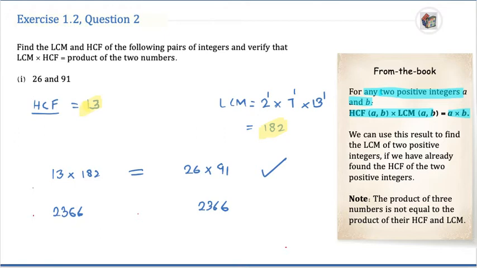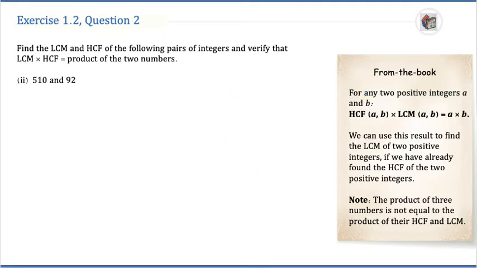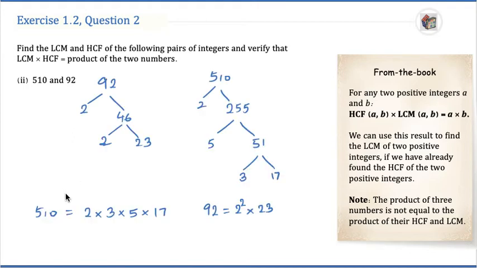Now let's go to part 2. Please pause the video and try this before you see my solution. The steps are again to prime factorize each number, to find their LCM and HCF, and then to just check the products. Here is stage 1. The prime factorizations are done here. Now I will just write down the HCF.